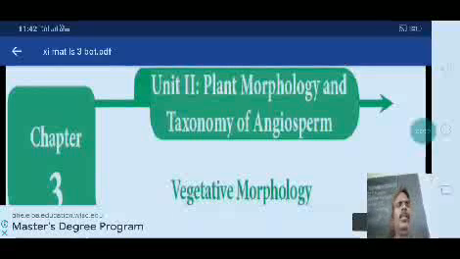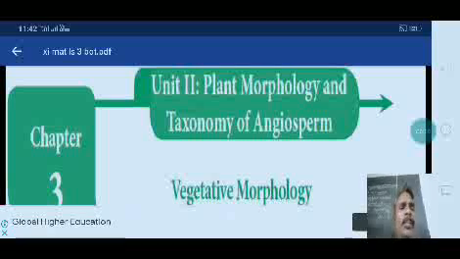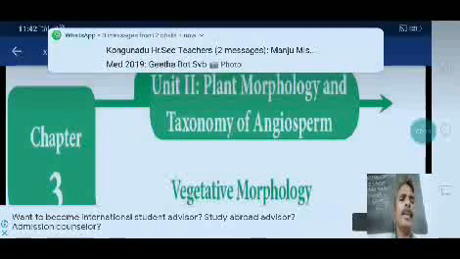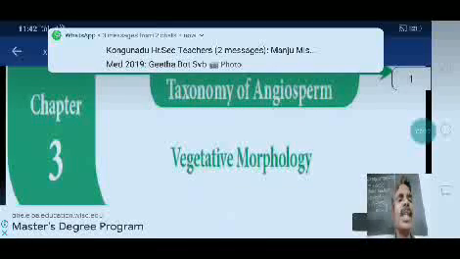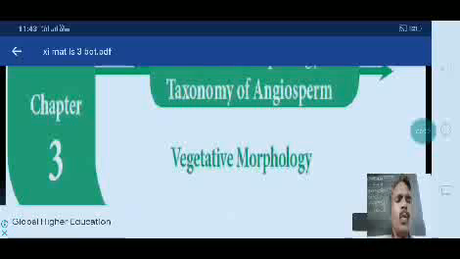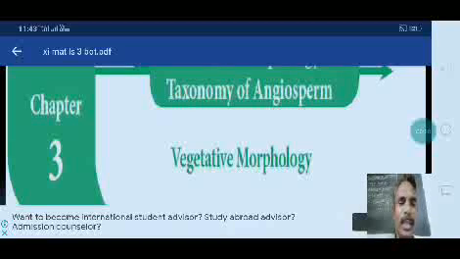Good morning, students. Today you have to see the third chapter, Plant Morphology and Taxonomy of Angiosperms. Chapter 3, Plant Morphology and Taxonomy of Angiosperm. Vegetative morphology. There are two types of morphology. The first one is vegetative morphology, like stem and root.